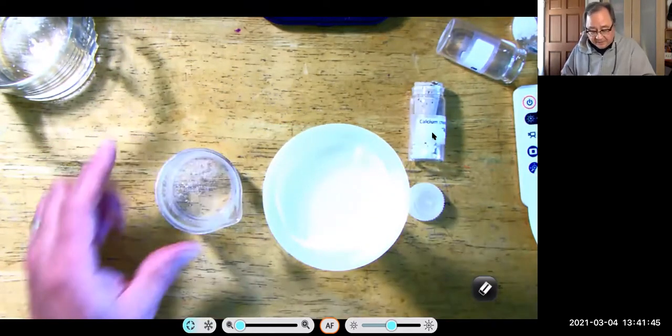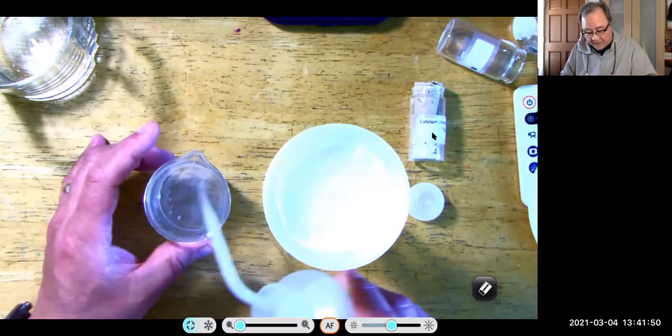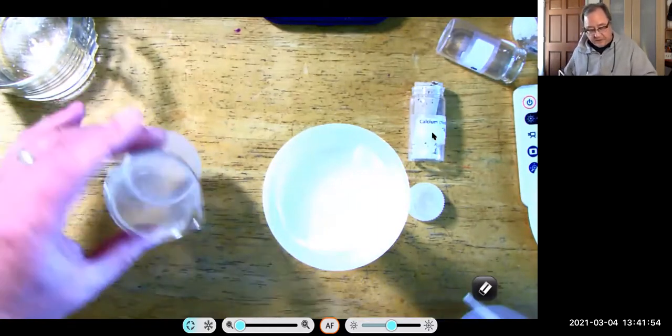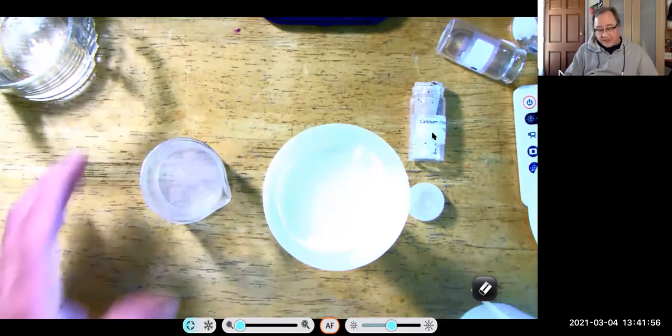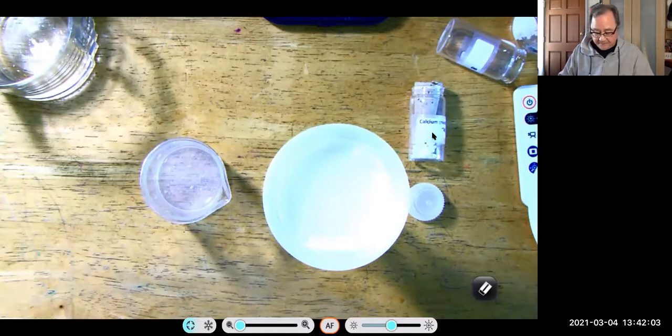Now, you'll see I've left some chunky stuff behind. So what do I want to do with that? I want to get it into the filter paper. So I'm adding water to help resuspend that chunky stuff, and I'll transfer it into my filter paper when the level has lowered just a little bit.